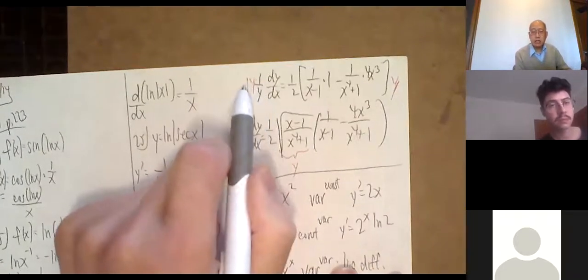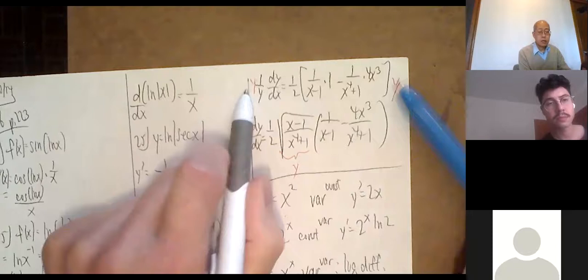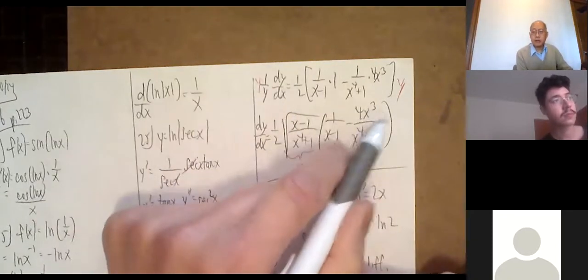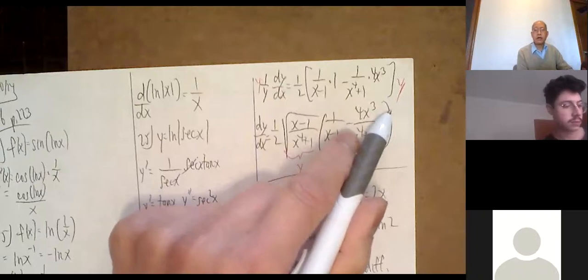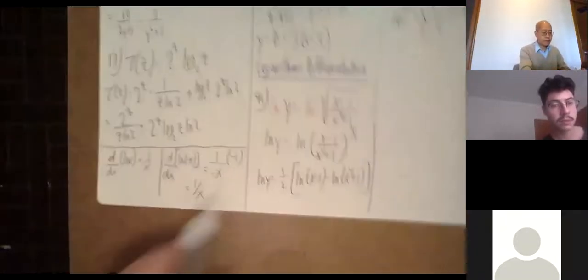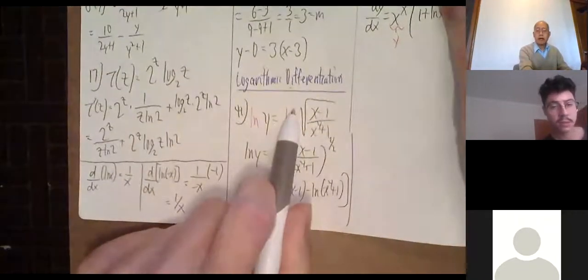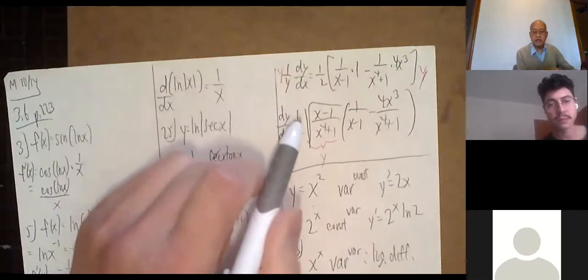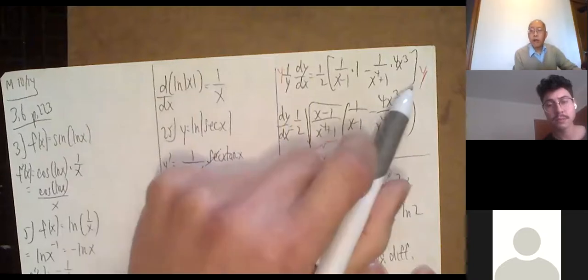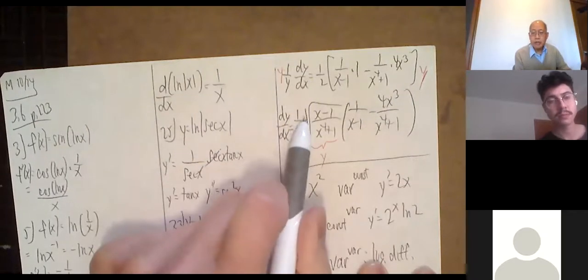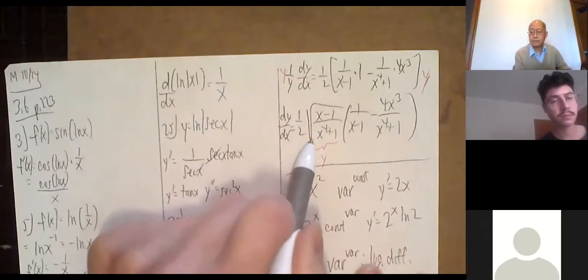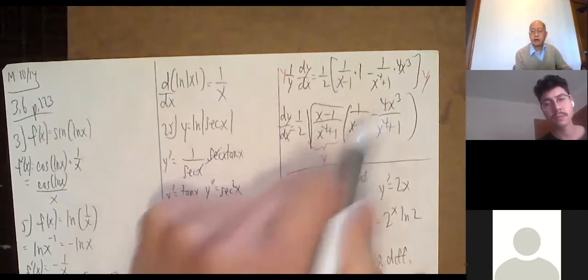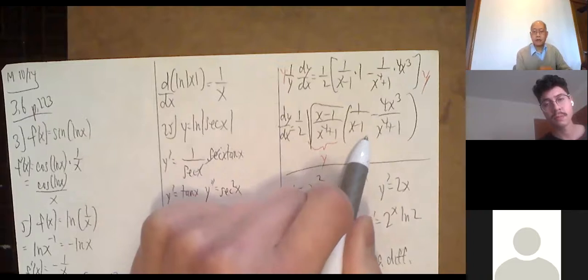The last step is always just to multiply both sides by y. So I multiply both sides by y, that cancels out. But you don't leave your answer as y. What was the original y? The original y was this. So don't write it as y, write square root of x minus 1 over x to the 4th plus 1. So here's the best final answer. 1/2 is there. Here's y, radical x minus 1 over x to the 4th plus 1. And then I just clean this up: 1 over x minus 1 minus 4x cubed over x to the 4th plus 1.